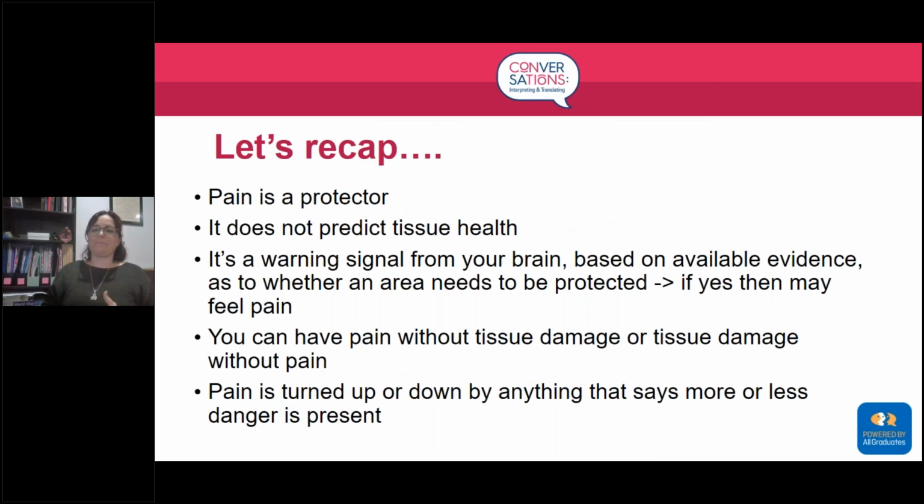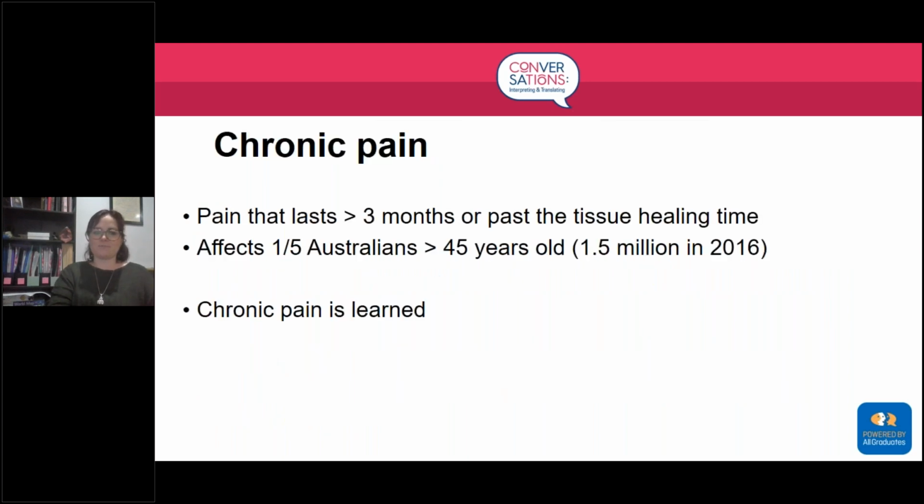Quick recap. Pain's a protector, doesn't predict tissue health. It's a warning signal from our brain. You can have pain without tissue damage and tissue damage without pain. And pain is turned up or down by anything that says that more or less danger is present. So chronic pain is pain that lasts more than 3 months or past the time when the tissues have healed. If there has been an injury to the tissues, the muscle has healed, the joint has healed, you had a virus that was affecting your stomach, that's gone, or whatever it may be, but we still get pain.